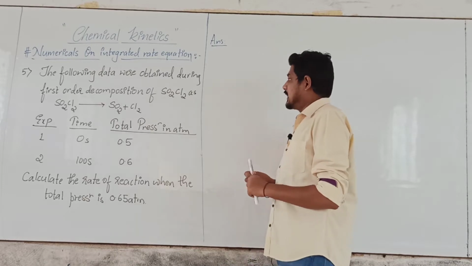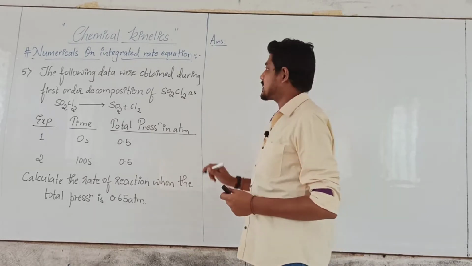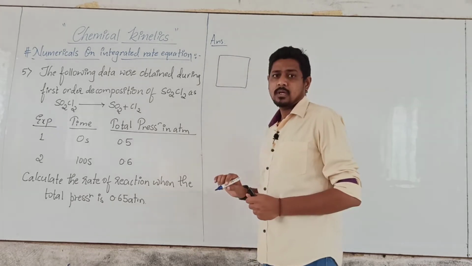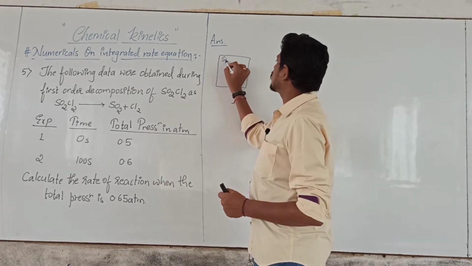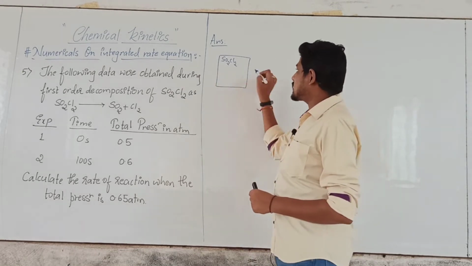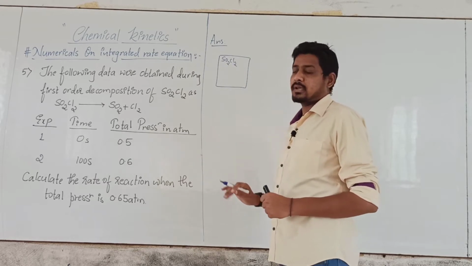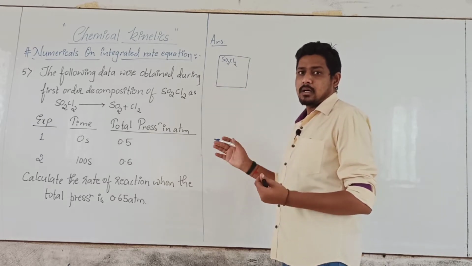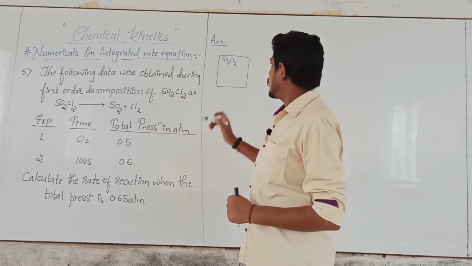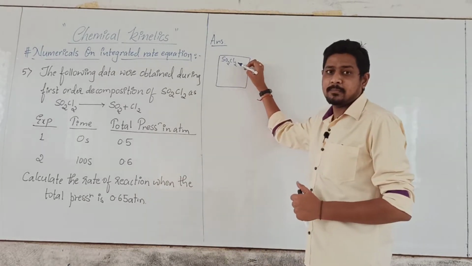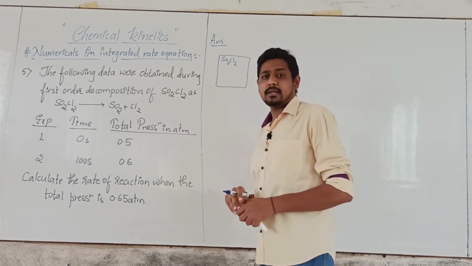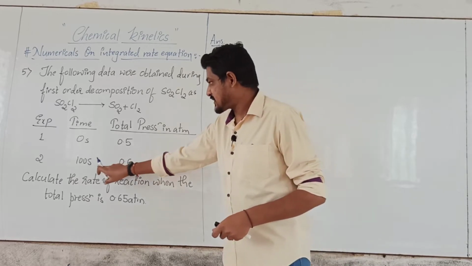First let me give you an idea what actually they are asking. Suppose this is a container. Now only sulfuryl chloride, SO2Cl2, is there. Initially, when the time is 0, when only sulfuryl chloride is there, the pressure is 0.5 atm. Slowly this sulfuryl chloride will start to decompose, meaning it will break into sulfur dioxide and chlorine. So after 100 seconds what will happen?